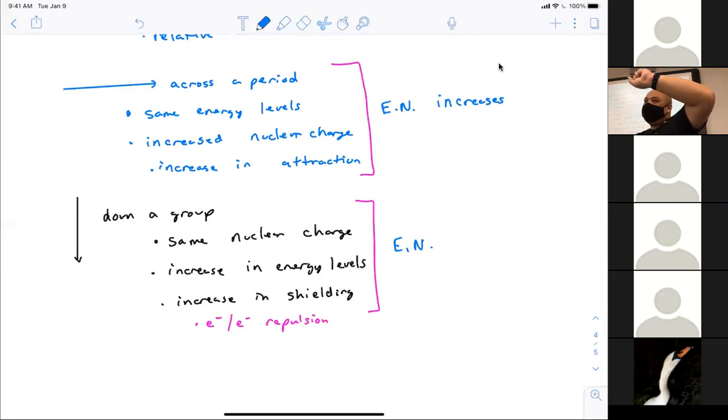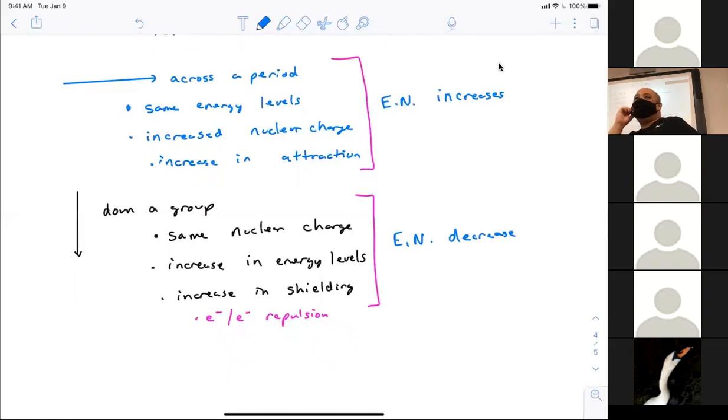Now you've got that same nucleus, which has effectively the same number of protons, but it's getting bigger and bigger and bigger. How's the attraction of the nucleus now for that shared pair of electrons? It's less attractive because it's further away. So it would decrease.